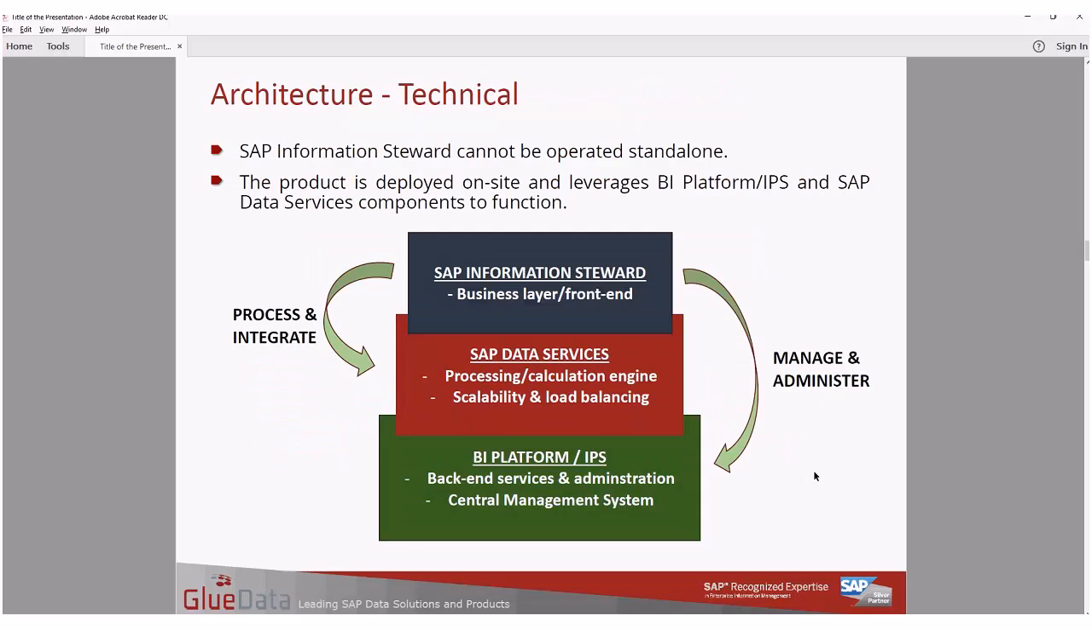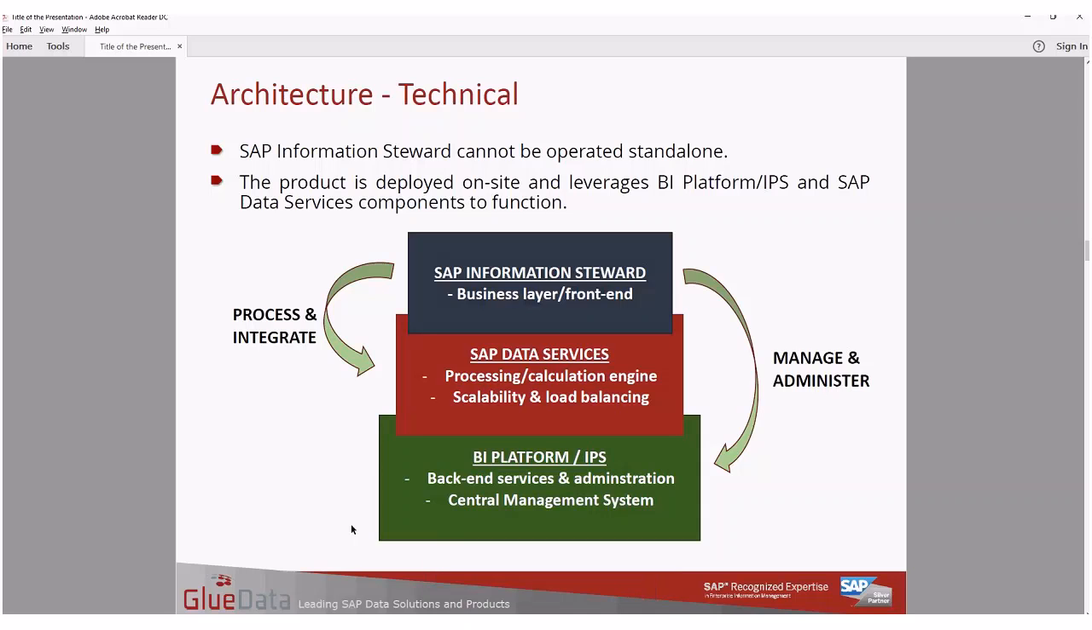When looking at Information Steward at a technical level, I always say Information Steward can't exist without data services. Data services can't exist without your BI platform. Now, these are just the three applications that make up the stack, essentially, to run Information Steward. So if you're not too familiar with it, don't be put off by this. The platform basically provides the backbone. It's the central management system.